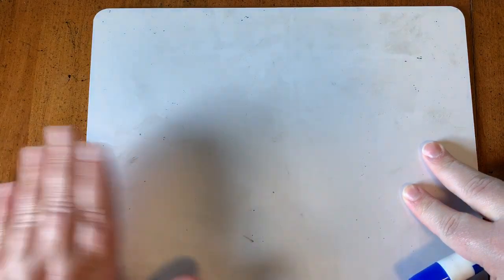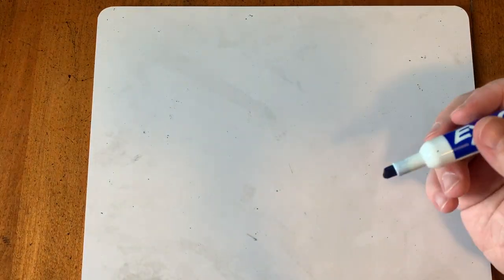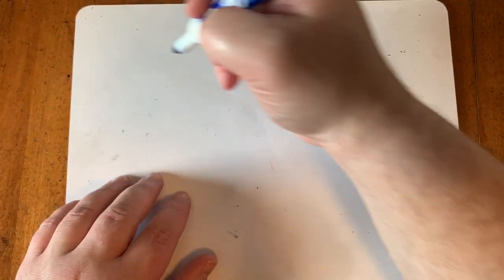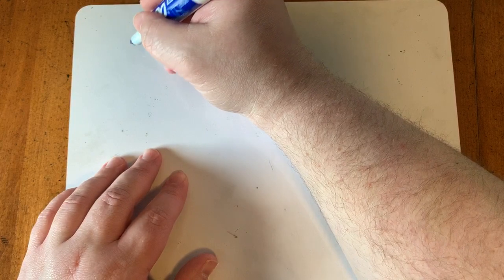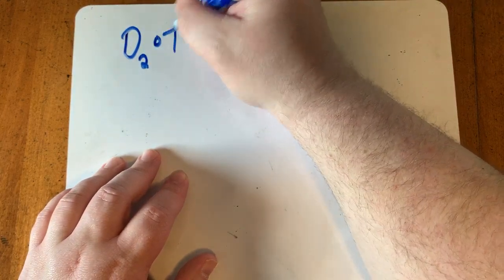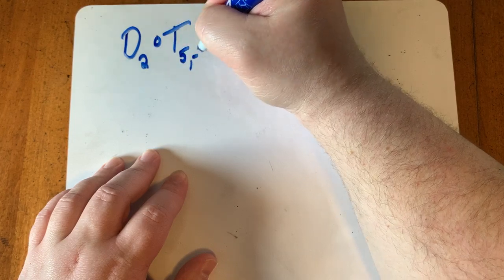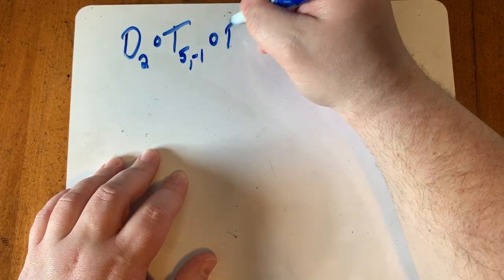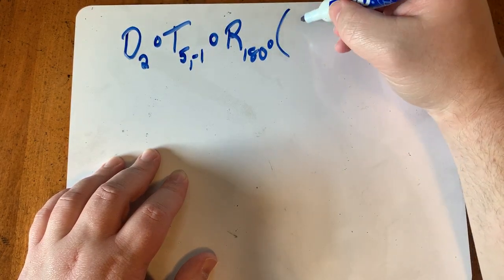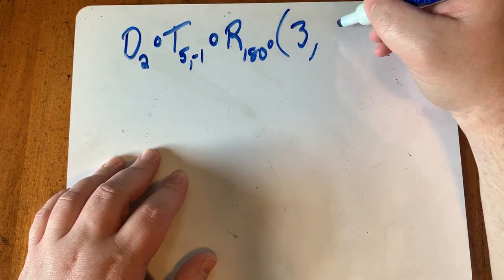All right. But something doesn't just take one transformation. You can do multiple transformations on something, and that's called a composition of transformations. The notation for that is if you had like D2, T5 negative 1, R 180, of 3, 1.